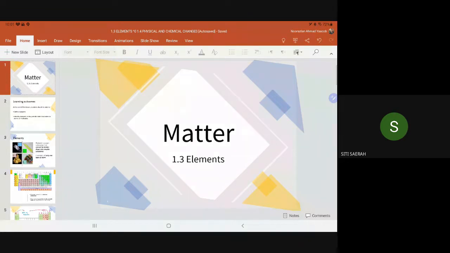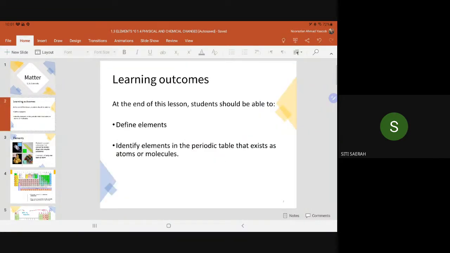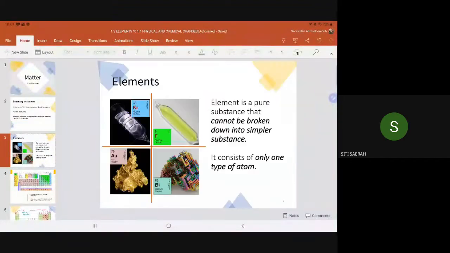Okay, for this chapter 1.3 is a very short part. So in this subchapter, you should be able to define what elements is, and then we want to identify elements in the periodic table that exist as atoms or molecules. Okay, so we're just going to look into these two things. So first of all, elements by definition. So kita tahu element itu adalah sejenis pure substance that cannot be broken down into simpler substance.